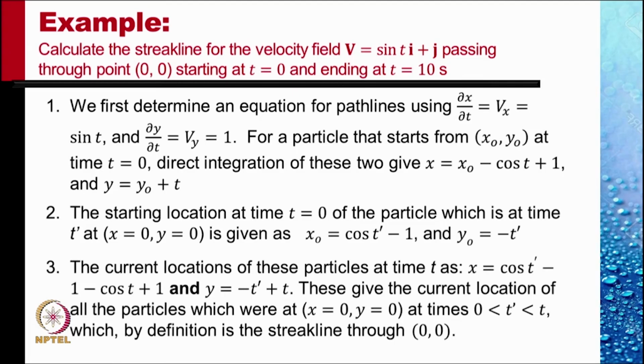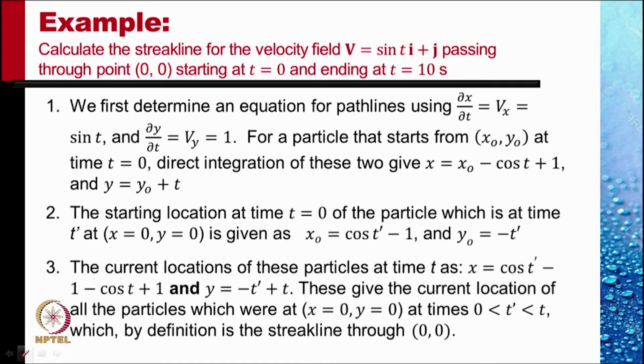The particle that starts from x naught and y naught at time t equal to 0, by direct integration, gives x equal to x naught minus cosine t plus 1 and y equal to y naught plus t. The starting location at time t equal to 0 of the particle which is at time t prime at x equal to 0 and y equal to 0 is given by x naught equal to cosine t prime minus 1 and y naught equal to minus t prime, because x and y are 0 at time t equal to t prime.